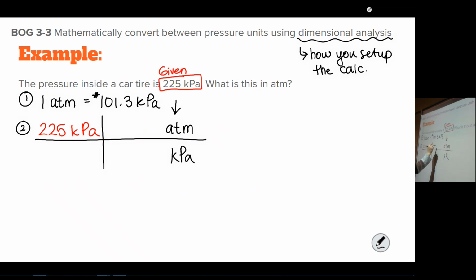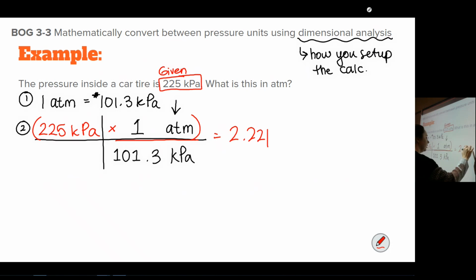And now I just have to put in my numbers. So this would be a 1, and this would be 101.3. So now all you have to do is take my 225, multiply by 1, and then you divide by your 101.3. And when you do that calculation into atmospheres, we should get 2.22113, and so on and so forth.